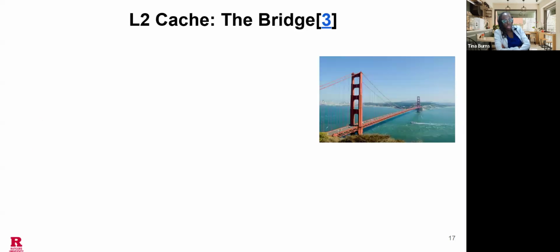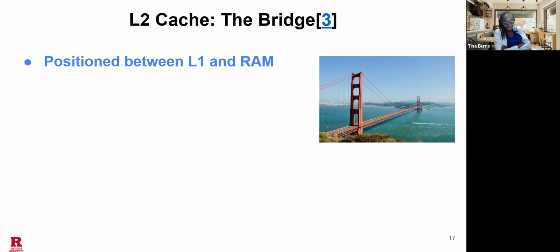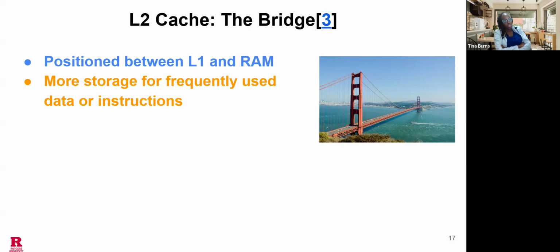When we think about the L2 cache, this is what we want to call the bridge. This is because it's positioned between the level one cache and the RAM, right? Provided that you actually do have an L2 cache and it's not just a single cache system, it's going to go right in between those two. What it does is it gives you more space to store those frequently used instructions. So one might ask, why would I want a level two cache?